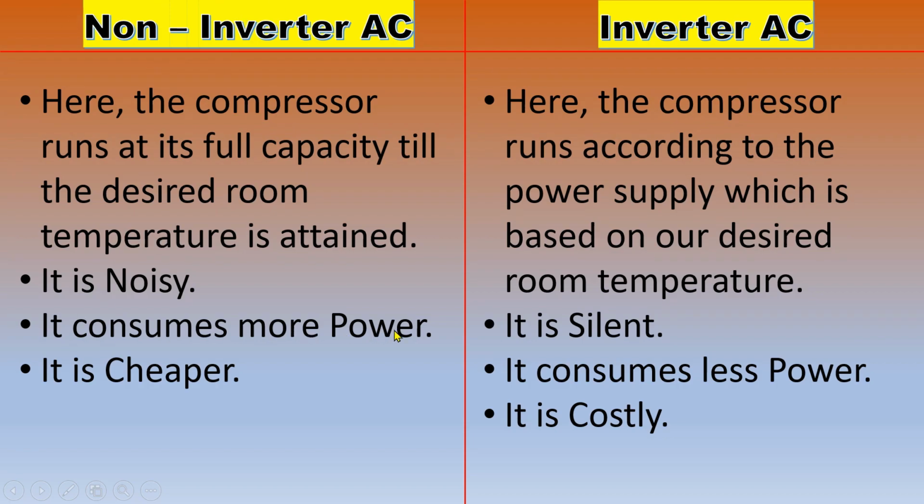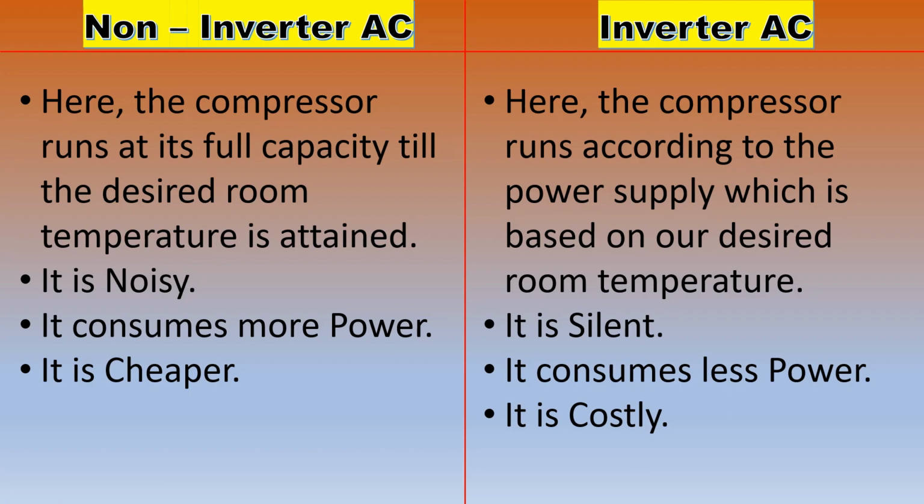Obviously, a compressor running at its full capacity will consume more power as compared to a continuously switched-on compressor with efficient power supply. So inverter AC consumes less power. Regarding one-time cost, non-inverter AC is cheaper and inverter AC is costly. Due to the cost of the inverter and new technology, inverter AC is a bit costly, but this cost will be covered under the low electricity bills.